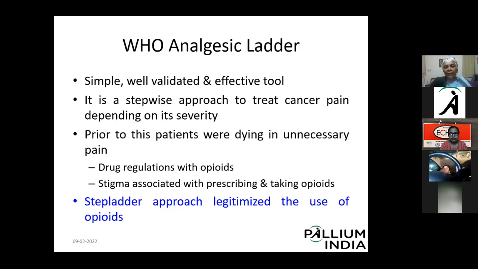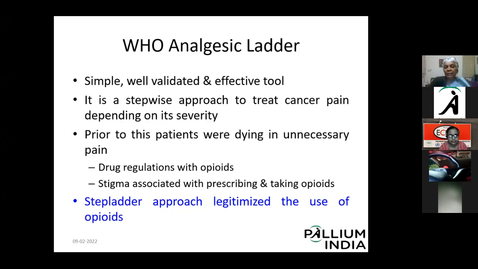Prior to the ladder, that is prior to the 80s, people were dying with unnecessary pain for many reasons. First of all, there were a lot of drug regulations associated with the use of opioids. It was very difficult for institutions to keep these opioids, to dispense them, and even for people to procure them, because of all the regulations associated with the use of opioids.